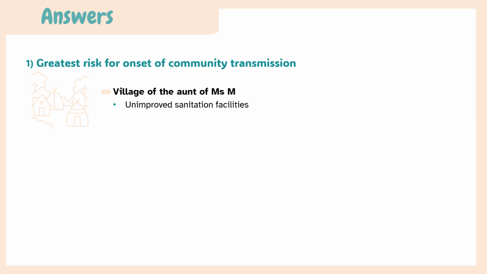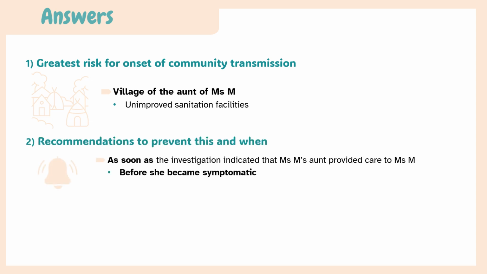There is high risk that community transmission could start in the village of the aunt of Miss M, considering unimproved sanitation facilities in this village where she became symptomatic. Interventions to prevent the onset of community transmission should have been considered as soon as the case investigation indicated that the aunt of Miss M provided care to Miss M, before the aunt of Miss M became symptomatic.